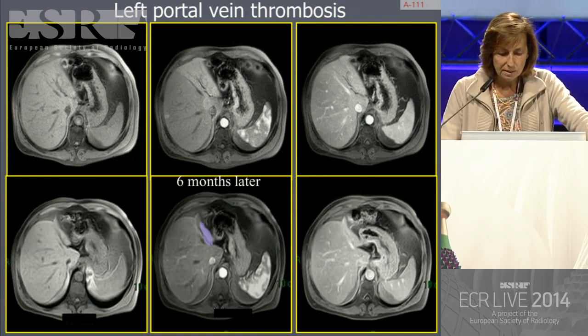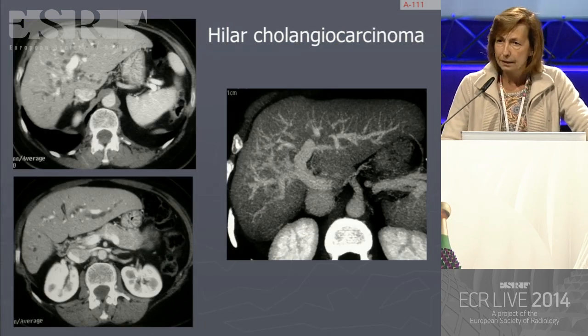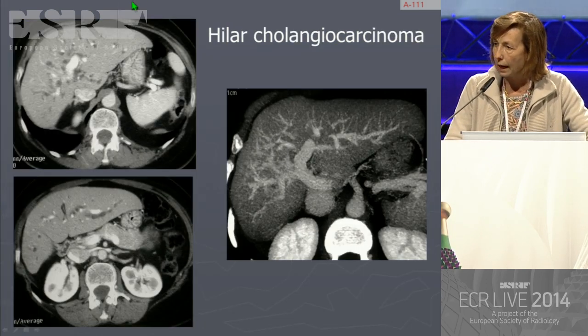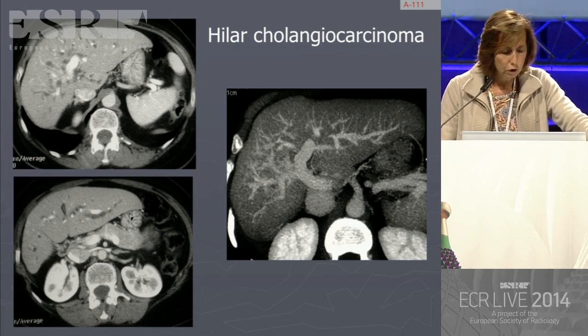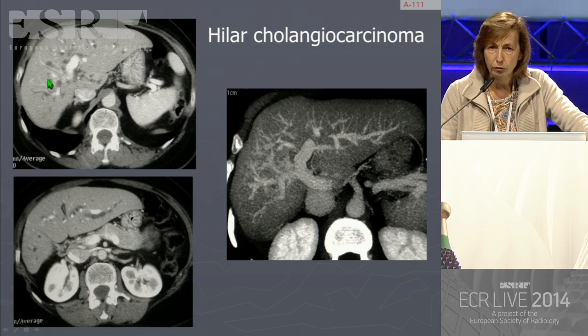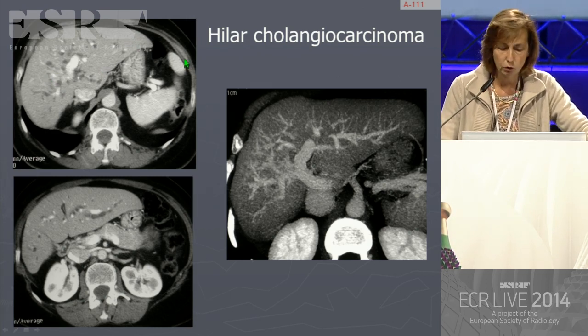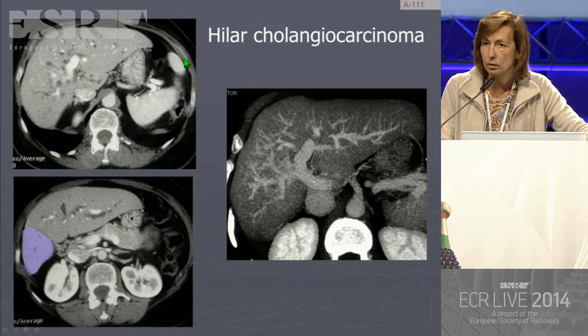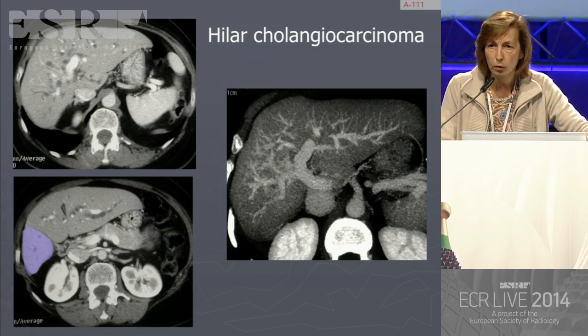comprises several segments. And this is an example of a patient with a hilar cholangiocarcinoma, and this tumor was mostly located in the right liver, but extending to the hilum. As you can see here on this contrast-enhanced CT, again, there is a marked atrophy of the right liver.